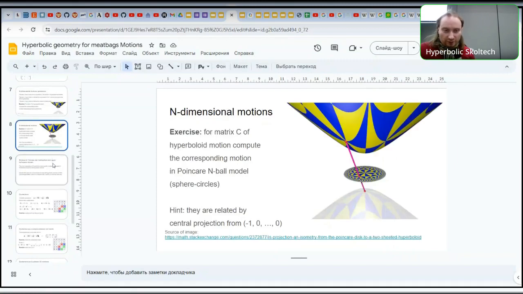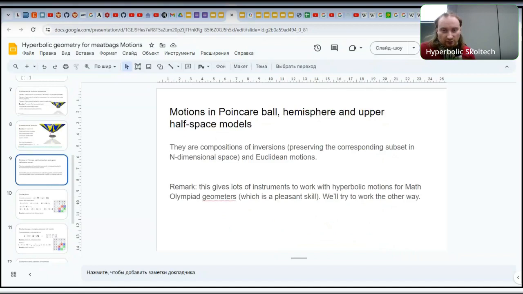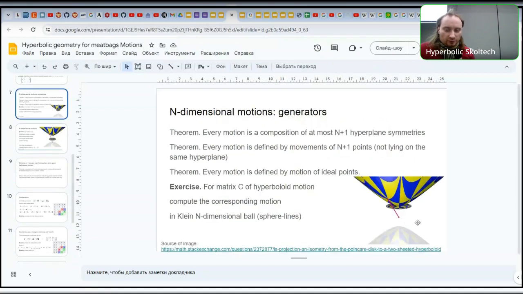So there is a theorem. I didn't mention this as a theorem in this slide, but okay. Motions in the Poincare ball, hemisphere, and upper half-space models are just compositions of inversions and Euclidean motions. Yeah, and that's what I told you about inversions. And for the Klein model, when we solved this exercise, we saw that those are linear fractional transformations.